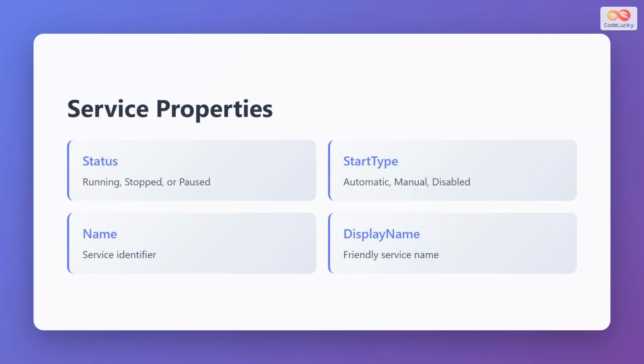Every service has several key properties you can examine. The Status property shows whether a service is running, stopped, or paused. StartType indicates how the service starts, either automatic, manual, or disabled. The Name property is the service identifier, which is the technical name used by the system. DisplayName is the friendly service name that's easier for humans to understand. These properties help you understand how each service is configured and currently operating.